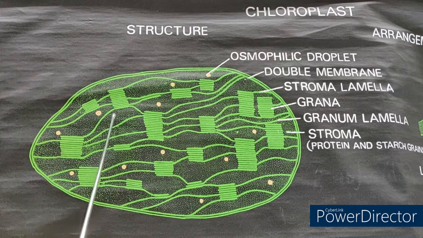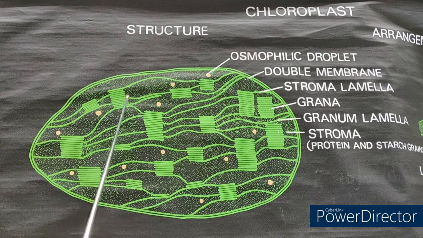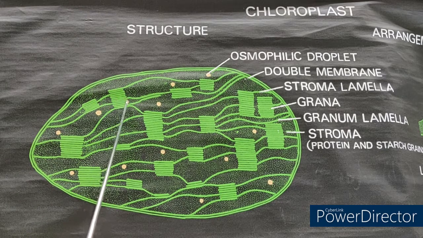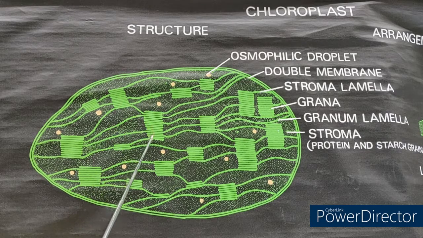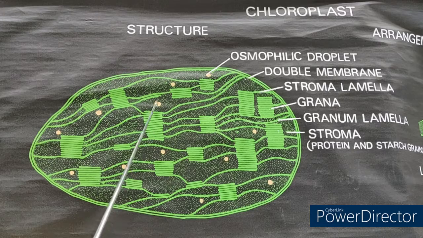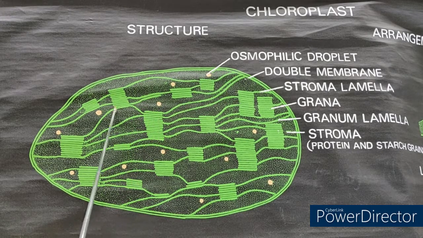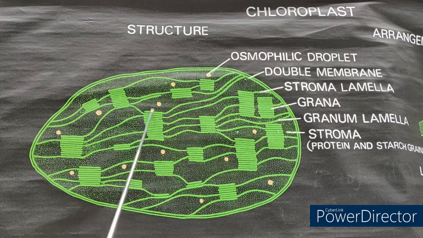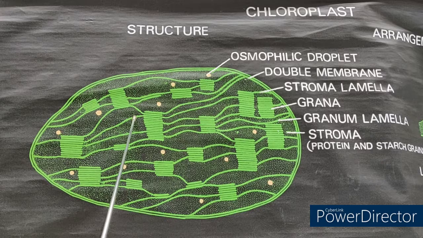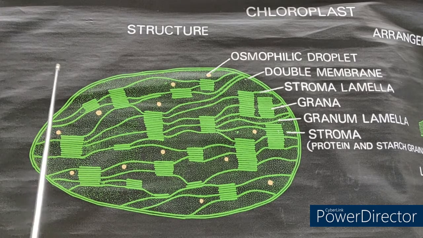The third part of chloroplast is the thylakoid. The thylakoids are made up of disc-like structures known as grana. Each disc-like structure is known as a granum. A pile or collection of these grana is known as a thylakoid. The thylakoid consists of a thylakoid membrane which encloses the thylakoid lumen. So these are the two parts of thylakoids.